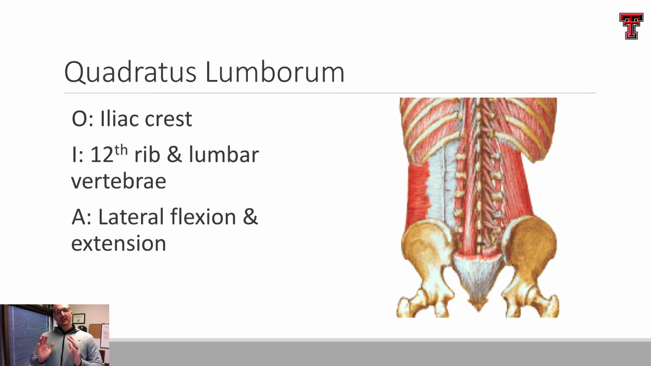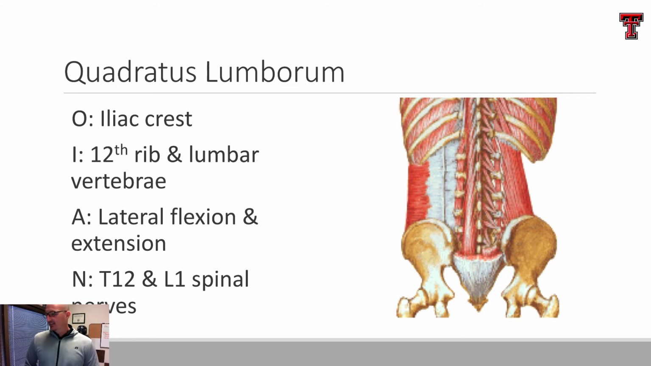Okay, coupled together on something like a glute ham raise or a donkey kick, something like that, I'm going to use the QL to extend the spine. It's going to get its innervation from T12 and the L1 spinal nerve.